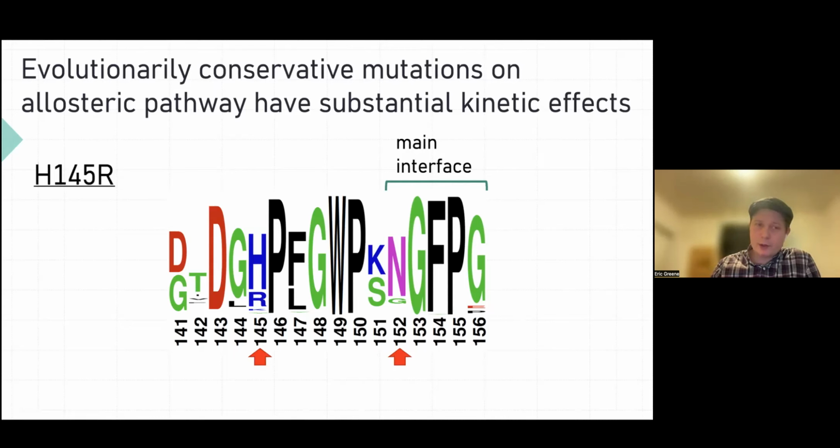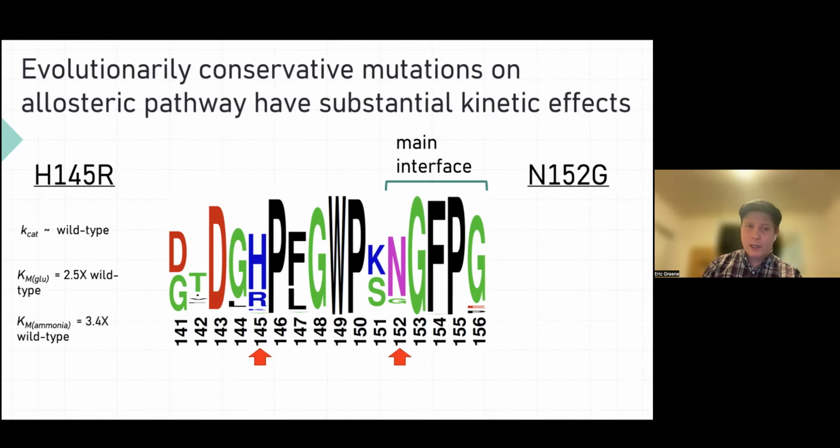So we made the H145R and N152G mutations with the idea that we wanted to be as conservative as possible evolutionarily to see what sort of functional impacts interfering with this interface could have. What we found for H145R was that kcat was unaffected, similar to our previous studies. But we had a 2.5 and 3.5 fold increase in KM for glutamate and ammonia. So that was pretty interesting, that it seemed to be on pathway towards some of the other KM changes that we'd seen before.